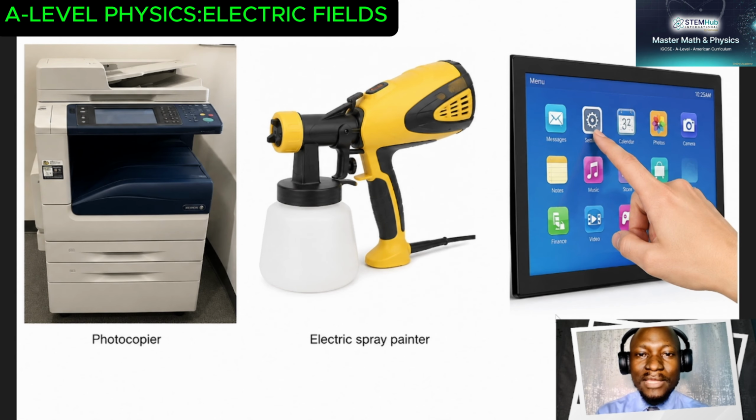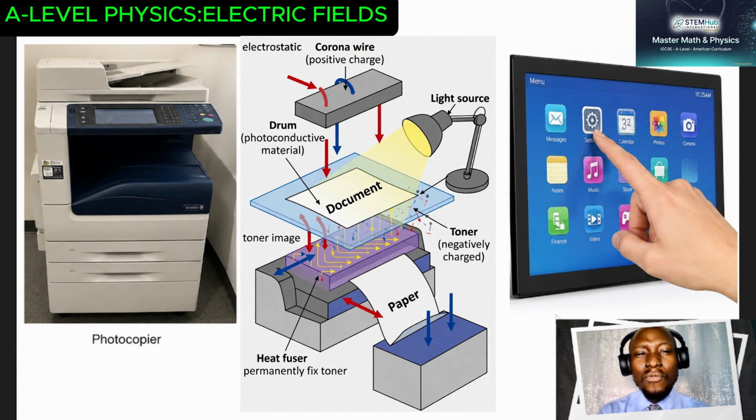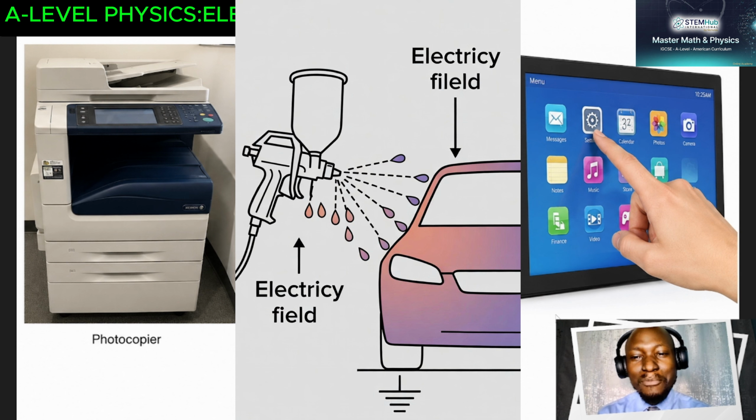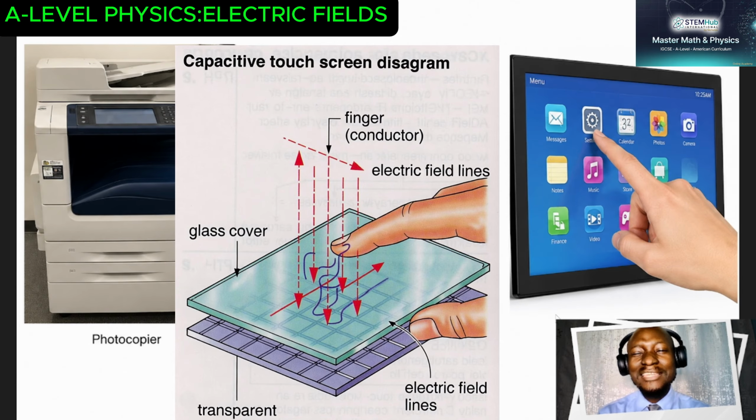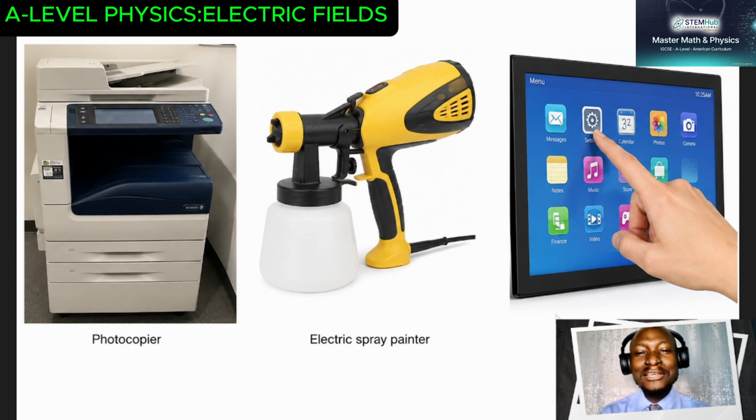These are some of the gadgets that use electric fields. We have a photocopier, how that ink sticks on that paper. We have electric spray painter, how that paint is able to stick on the body of the car. We have the touch screen. What happens when you touch that plastic, that metal, that makes you click an icon and you can operate your smart gadget? Today, I want us to discuss something that is very instrumental in this electric field.